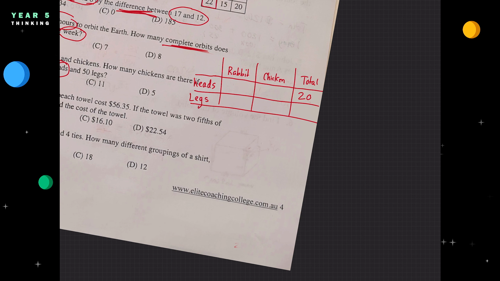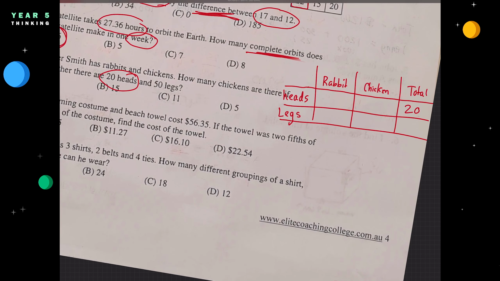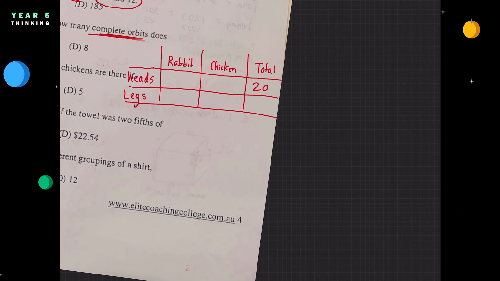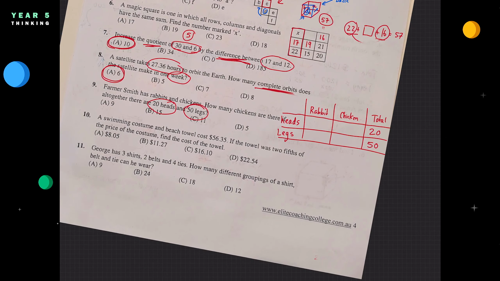The number of legs, whatever this is, is the number of legs of the rabbits. All the rabbit legs plus all the chicken legs will give you a total of 50. It says 50 legs altogether, so we know there's 50 here. Okay, so now we have to guess and see what happens.